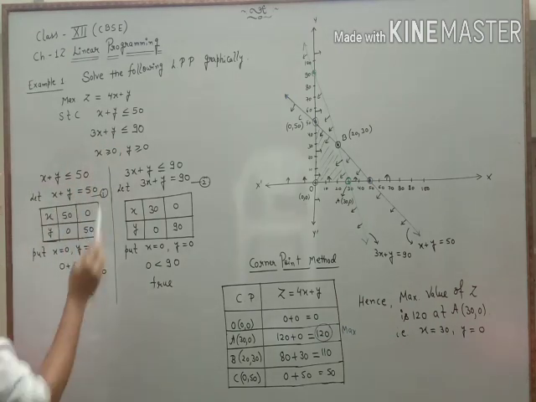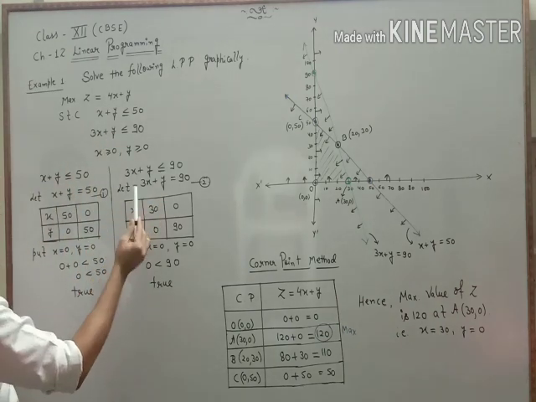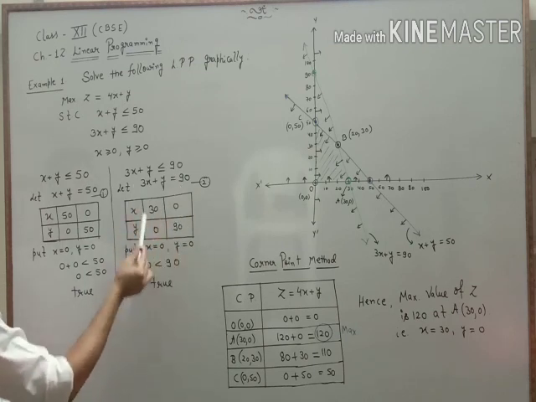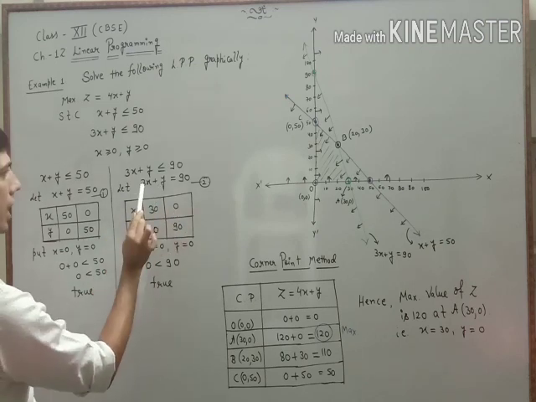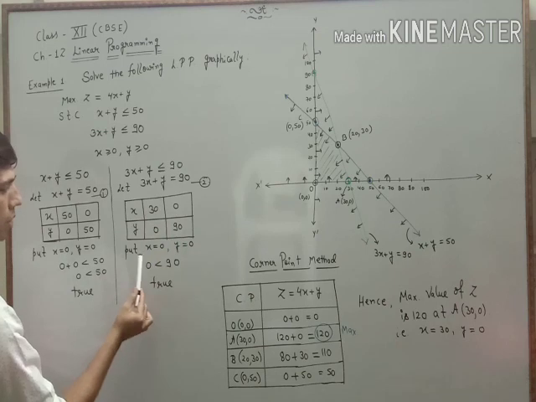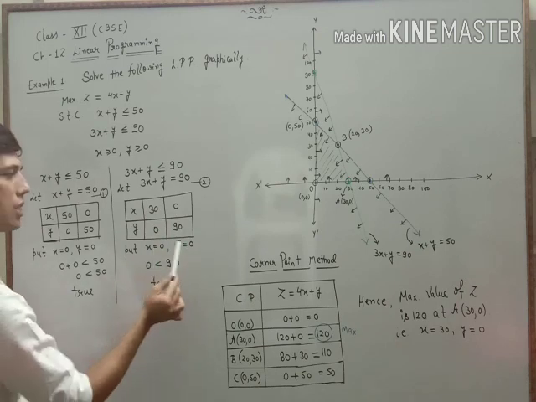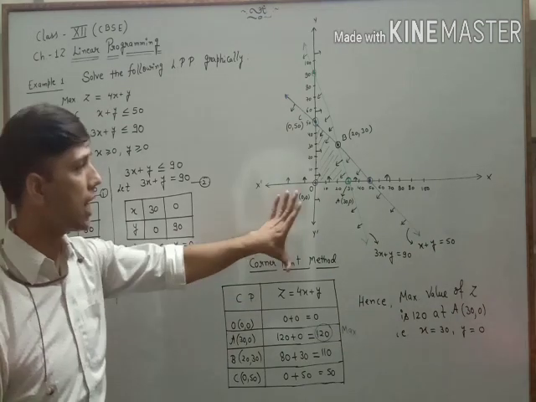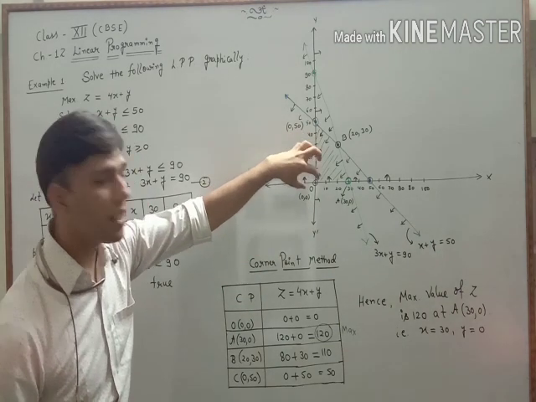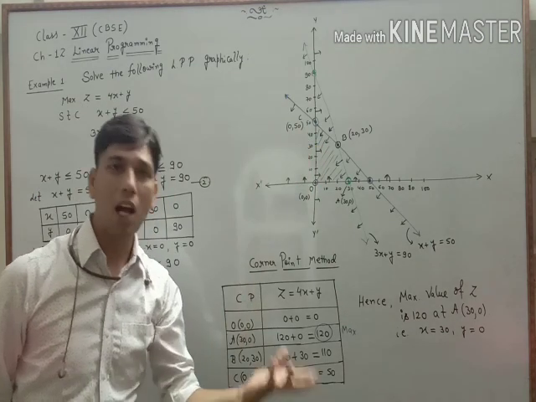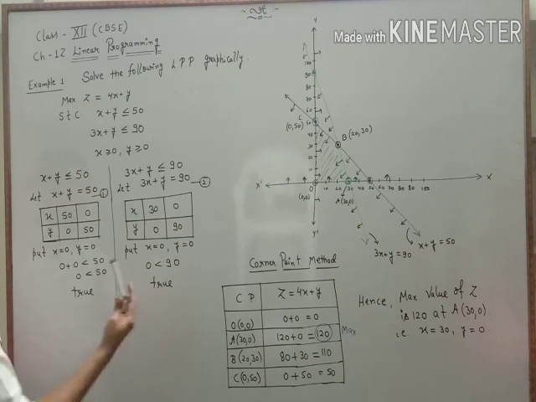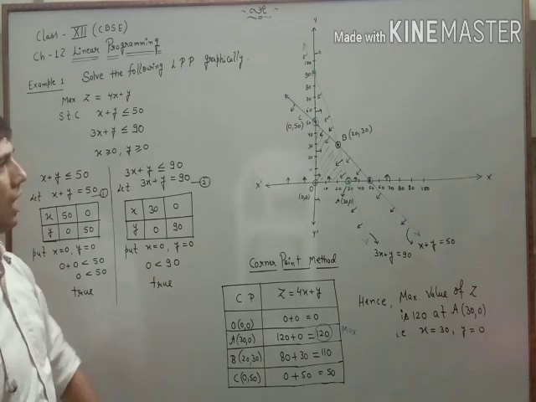Second constraint is 3x plus y less than or equal to 90. Let 3x plus y equal 90. It's equation number 2. Similarly, you can find the two values. If you put y equal to 0, you will get x equal to 30. If x equal to 0, then y equal to 90. Put x and y equal to 0, the coordinates of the origin, and check whether the origin is included in the shaded area or not. 0 is less than 90 is true. It means this line is also towards the origin.